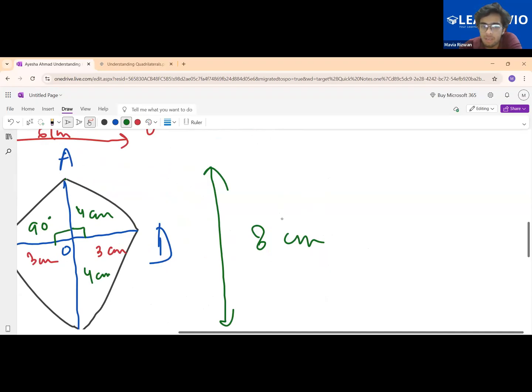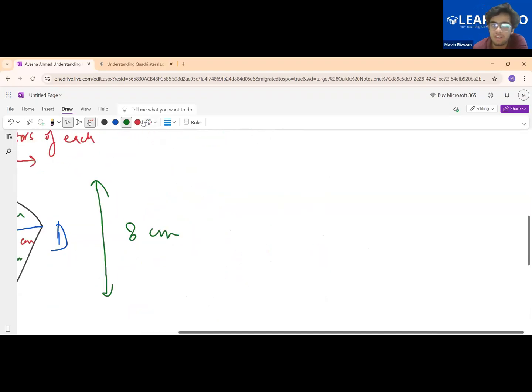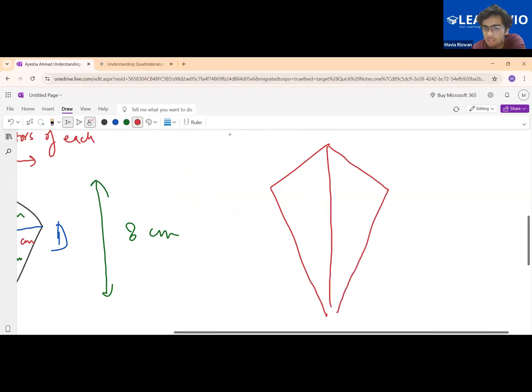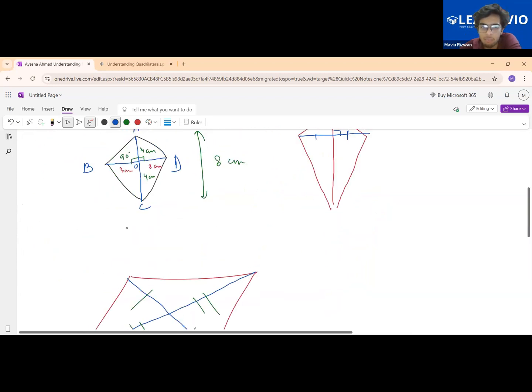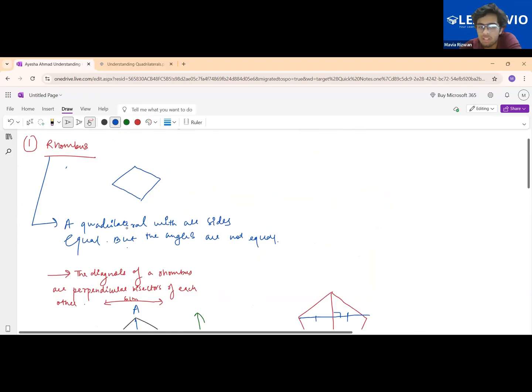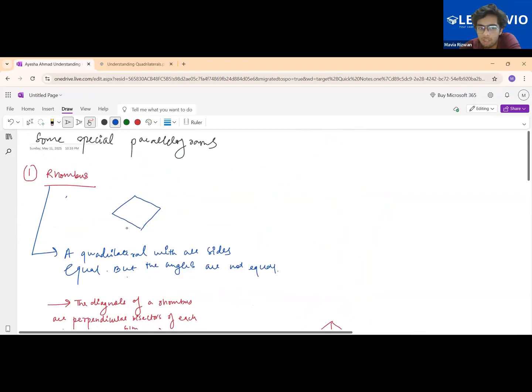I'll tell you, the same property was in a kite, but in a kite only one diagonal cut the other. The kite was like this. The longer one used to cut the shorter one in half, perpendicularly. So the longer one was the perpendicular bisector of the shorter one. Remember this? Here both of them are. Got it now? We can say a rhombus is a mix of a kite and a parallelogram. So this was all about the rhombus: all the sides are equal, angles are not equal, and the diagonals are perpendicular bisectors.